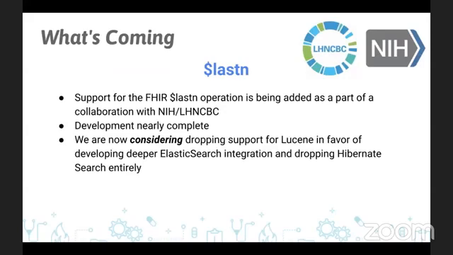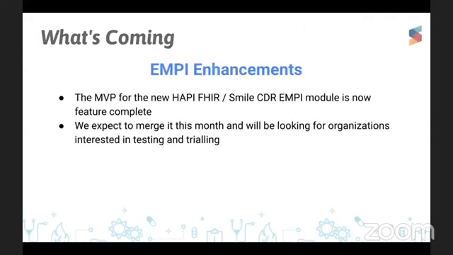This is thanks to a great partnership we've got with some friends at the NIH. The Lastn, of course, is a great way of producing lists of observations for building things like flow sheets. This is all built on Elasticsearch, and we have managed to squeeze some really amazing performance out of Elasticsearch for implementing this operation. It's to the point where we're now starting to think, do we want to drop support entirely for the Hibernate Search library and its implementation of Lucene and just move to native Elasticsearch integration? This is an active consideration. I don't think it's a decided thing yet, but it is something we're thinking about.